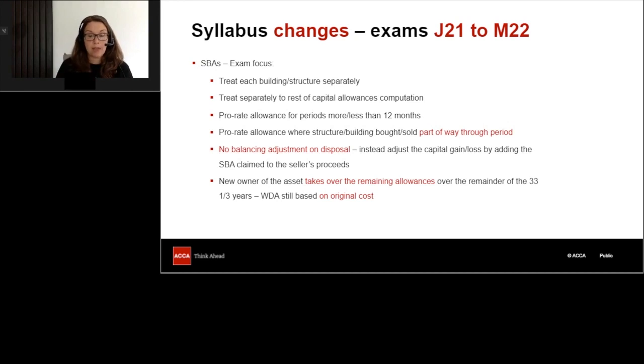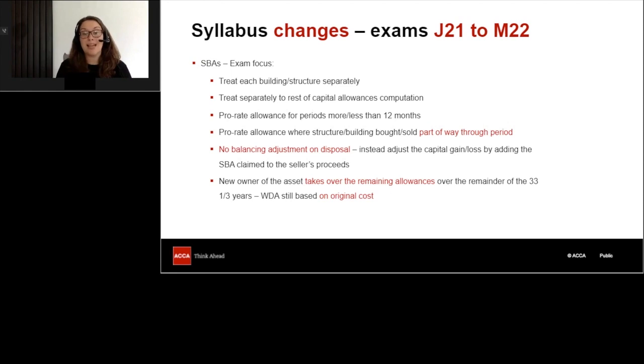Furthermore, if the building or structure was bought or disposed of during the period that you're looking at, unlike what we have with plant and machinery allowances, we have to prorate the SBA. And the allowance can only be claimed from when the building or structure is actually brought into qualifying use, so when it starts being used for trade purposes.